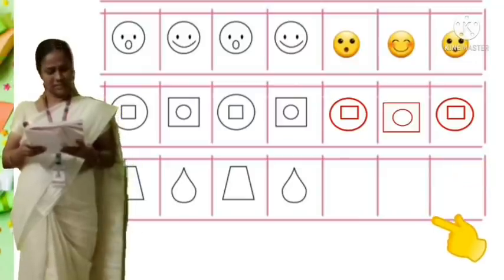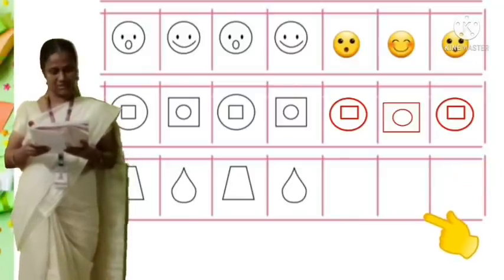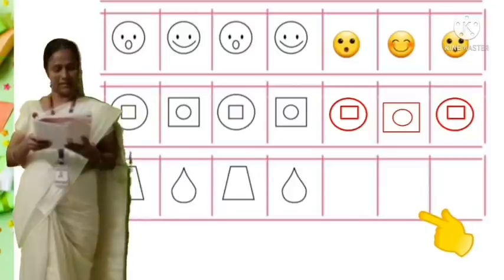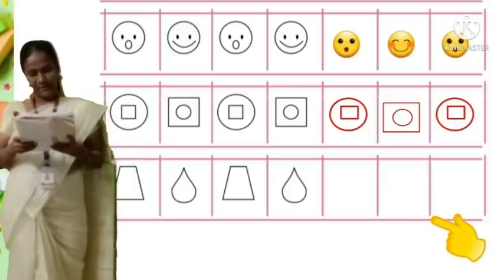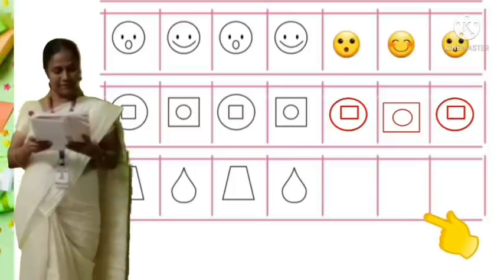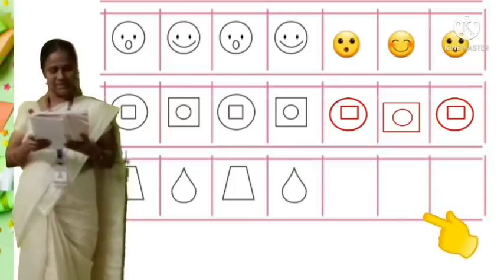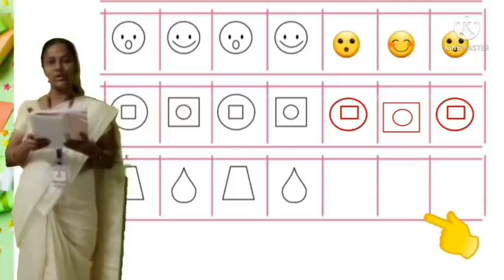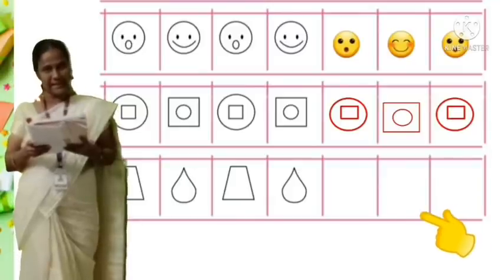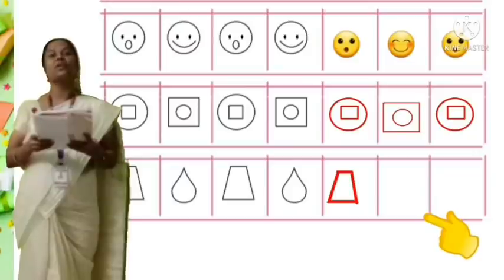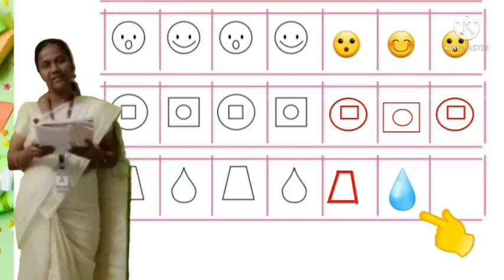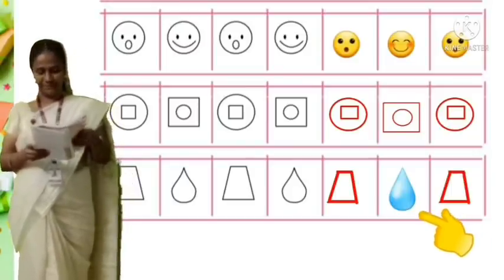The next one, it looks like a flower pot. So, they kept it in a downward direction. Okay, so you have to complete the sequence. Okay, so the flower pot, water drops, flower pot, water drops. Then what will be the next? Flower pot, again next, water drops, next, flower pot.